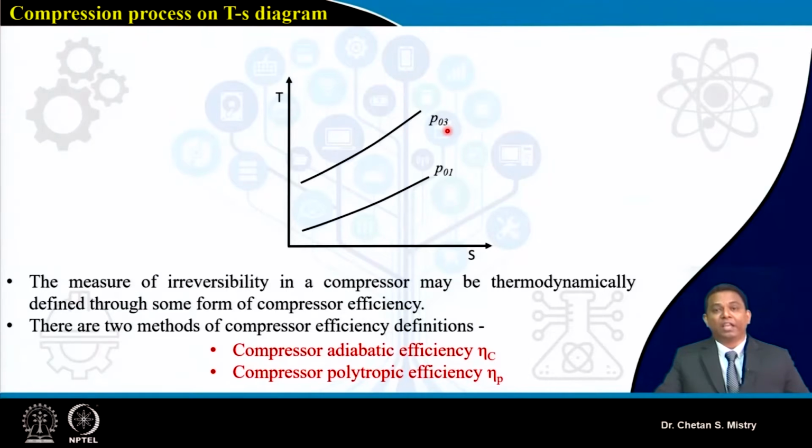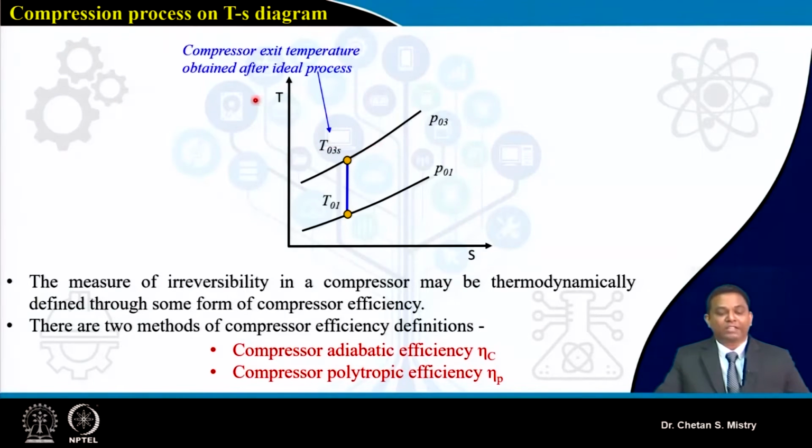Ideally I can assume my compression process to be an isentropic process. My entry temperature I am writing as T01, and my exit temperature we are writing as T03s. This represents my ideal condition, so you can say this is the temperature at the exit of my compressor if I assume this process to be ideal. So the compression process is ideally assumed to be isentropic, in which my entropy remains constant.